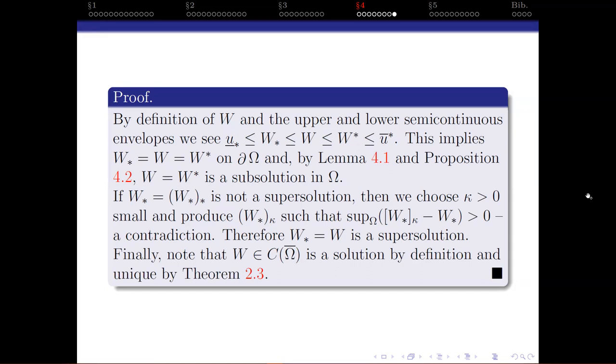Put all this together, and the consequence is that W is continuous in all of omega and up to the boundary, and it's going to be unique because at this point, it is a viscosity solution to an operator that has a comparison principle. So automatically by our corollary, it will be unique.